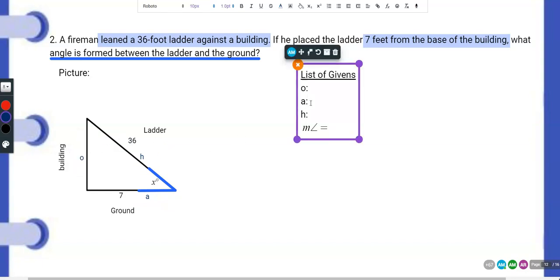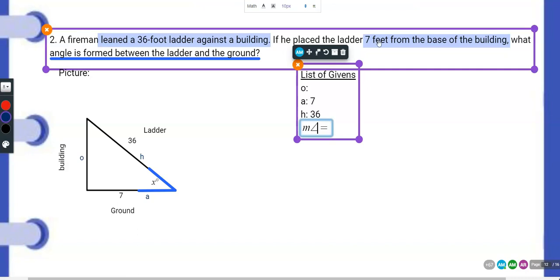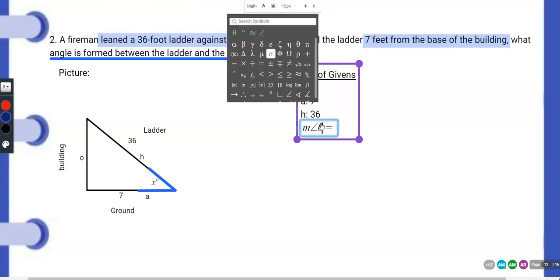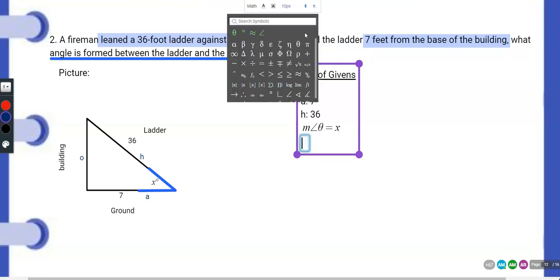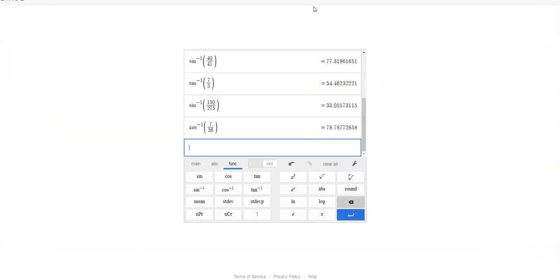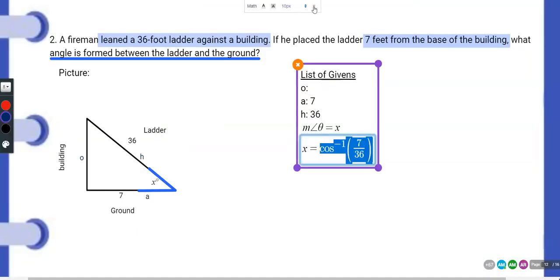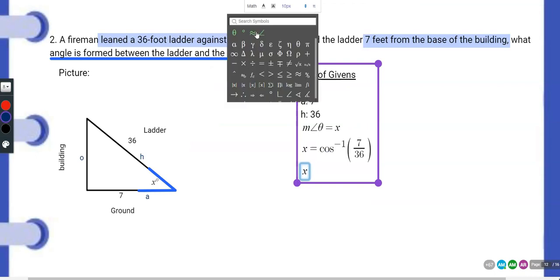So if we list our givens, we have 7 for the adjacent. Our hypotenuse is 36. Our angle is unknown, we have adjacent, we have hypotenuse. Adjacent and hypotenuse is cosine. So our x will be equal to the inverse cosine of 7 over 36. And we get 78.8. Remember, because in this case units are given, units must be included.